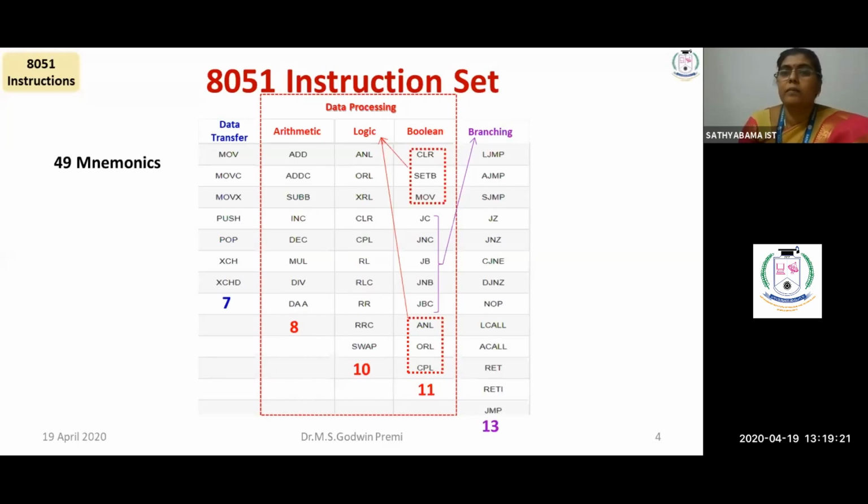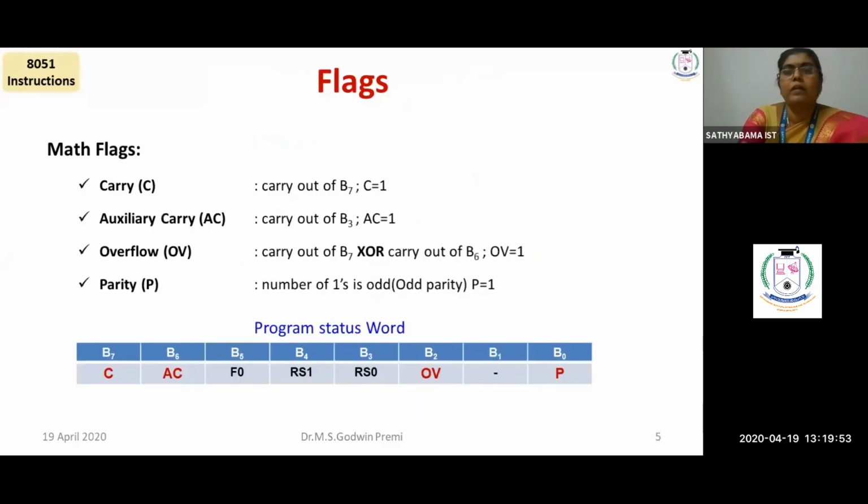In this lecture, we will discuss the data processing, that is, arithmetic and logic. Along with the arithmetic and logic instructions, we have also shown the Boolean set of instructions. The Boolean set of instructions we can classify again into 2 groups, because a few instructions fall under the logic group and a few fall under the branching group. The ones which fall under the logic group can be discussed now. Okay. So before studying the instructions, let us review the flags and the internal memory organization of the 8051 microcontroller.